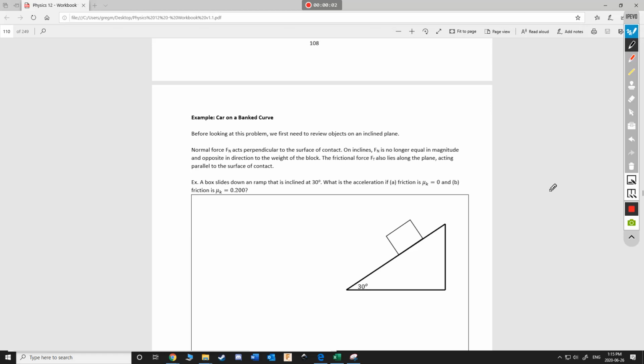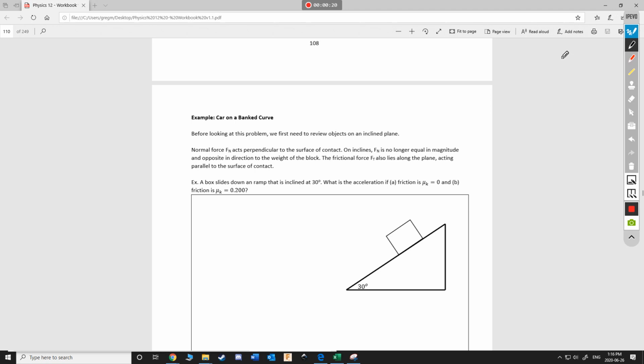Okay, so we're about to look at an example of something called the banked curve. Before we do that, we're going to do a quick review of grade 11, where we looked at a box on an inclined plane. The main reason we want to do this is because we need to understand how normal force works when the surface is not flat.